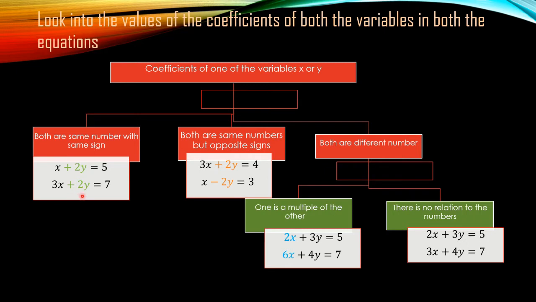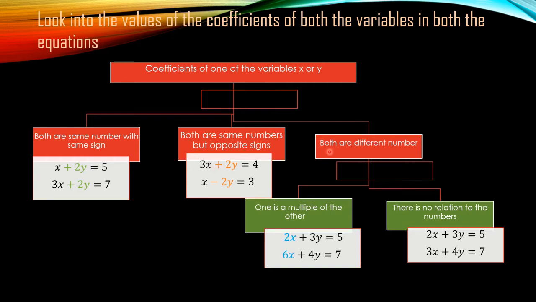In this case, if you can see, the y term has the same coefficient, +2 and +2, same number, same sign. Whereas if you go to the next category, both are the same numbers, but they are of opposite signs, which means if you check the y term here, the coefficient numbers are the same, 2 and 2, but the signs are different, plus and minus. So this is the second category of simultaneous equations you will have under the elimination method.